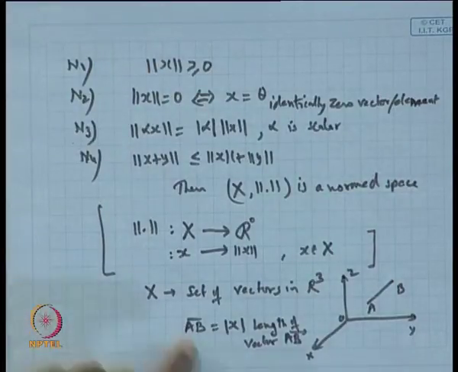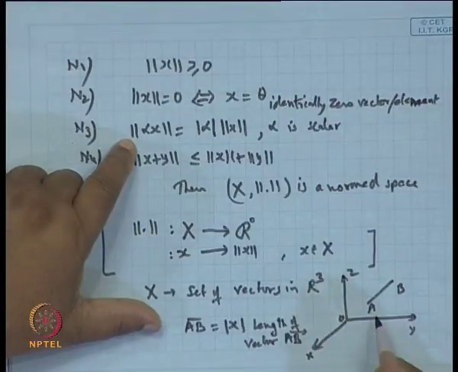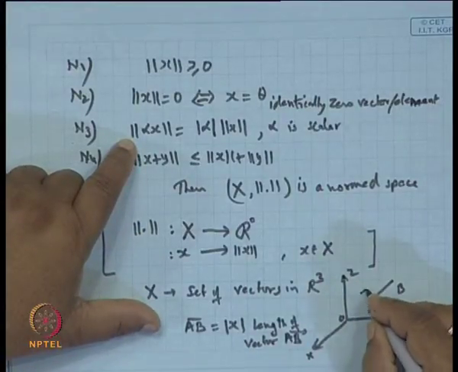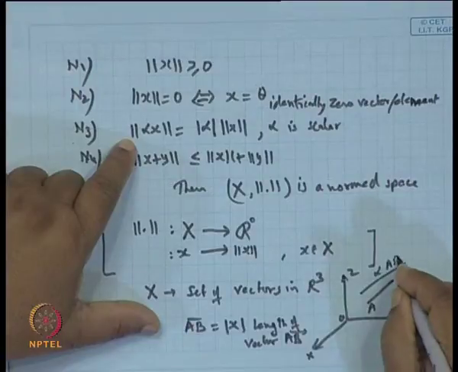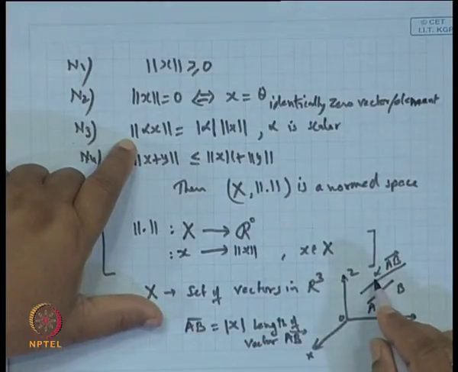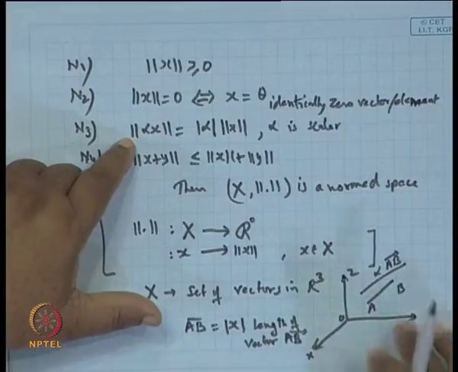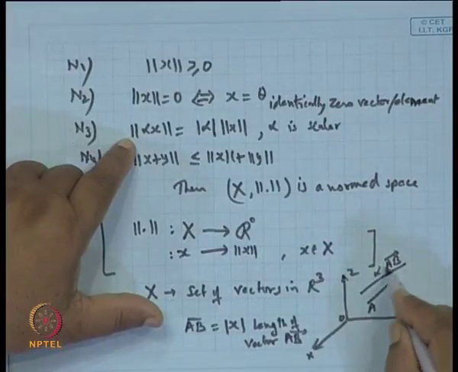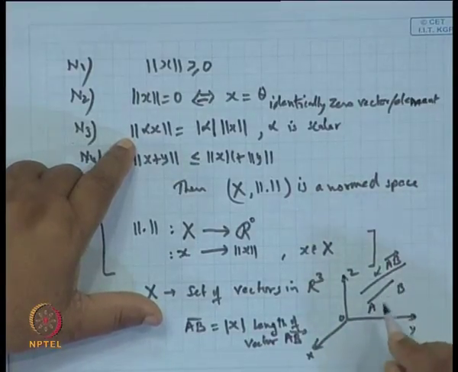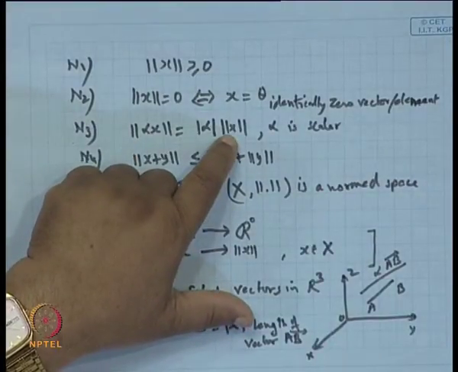Second property. If I multiply a vector AB by alpha, where alpha is a scalar quantity, then if mod alpha is less than 1 the length will reduce, and if mod alpha is greater than 1 it will increase. So, accordingly the length is changing. What is the effect? It will affect the mod of alpha into the length of the vector.